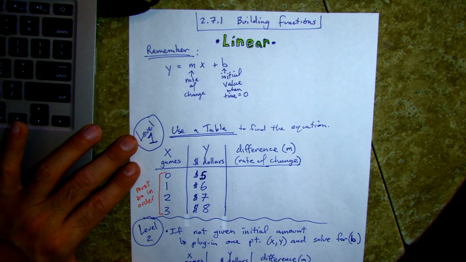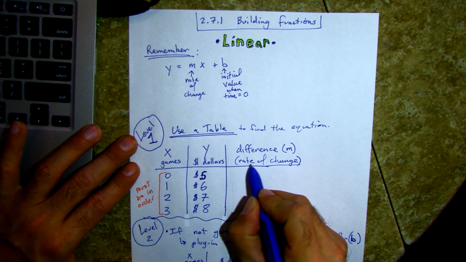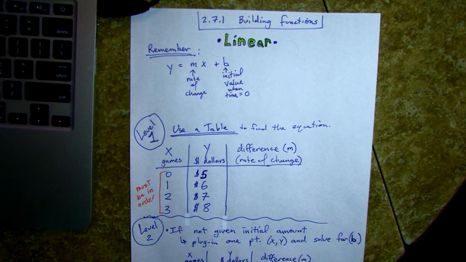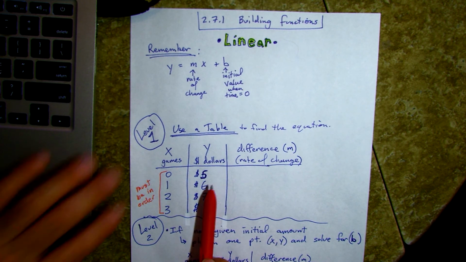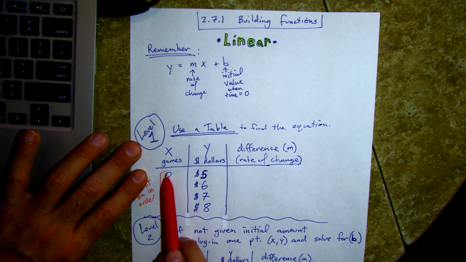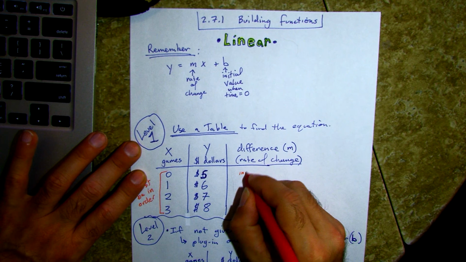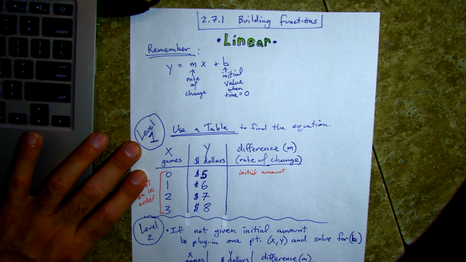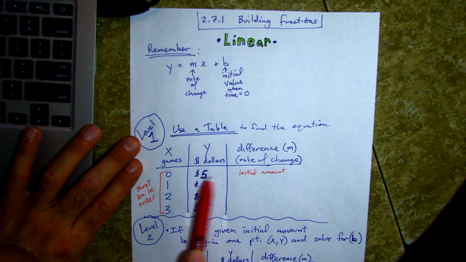And then when I look at this, the difference is the rate of change. The difference is going to be looking at where you got to and how far you had to go. If at 0 games I have $5, that's just my initial amount. Because after 0 games, I haven't played any games yet. I got $5 in my pocket. I have not been paid for the games I play. So at 0 games, we have $5, which is our initial amount.